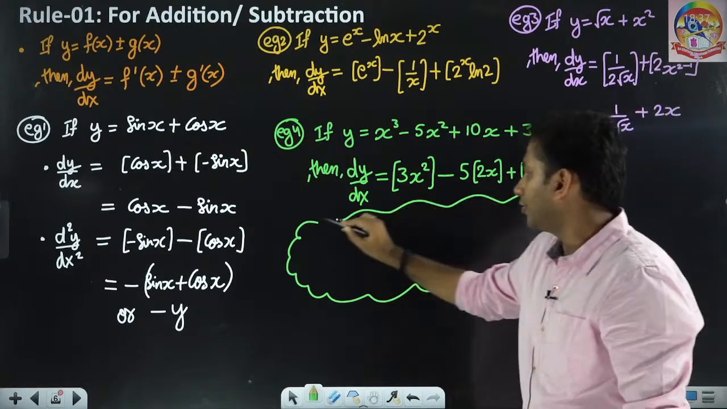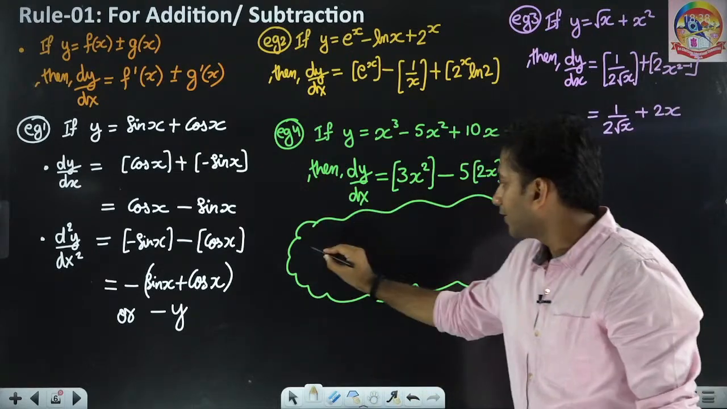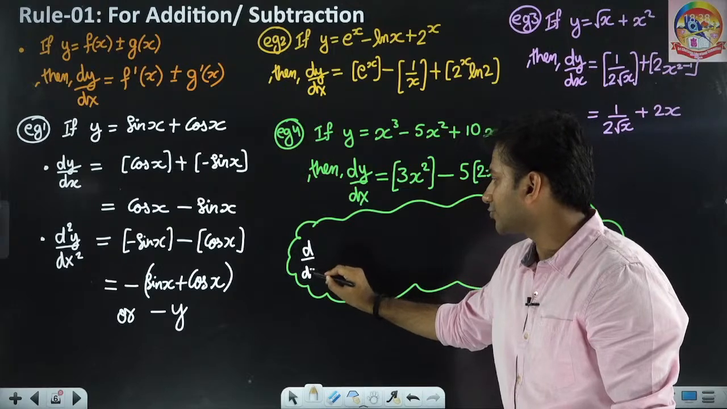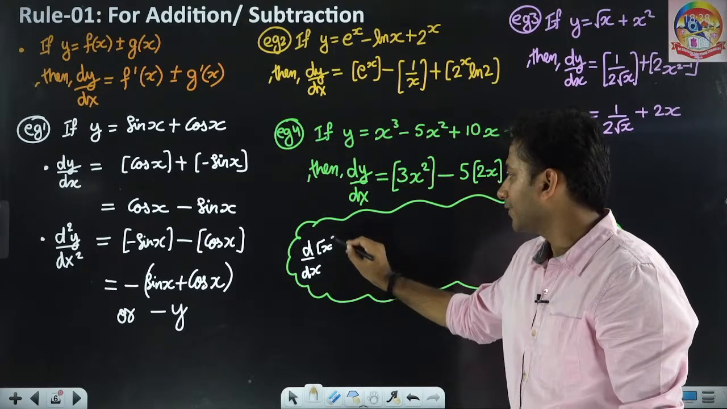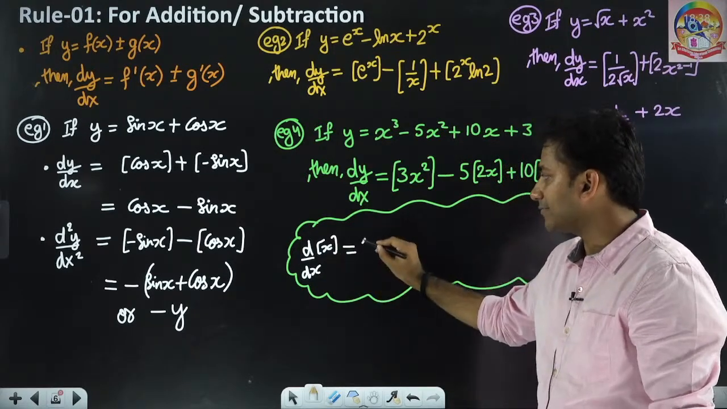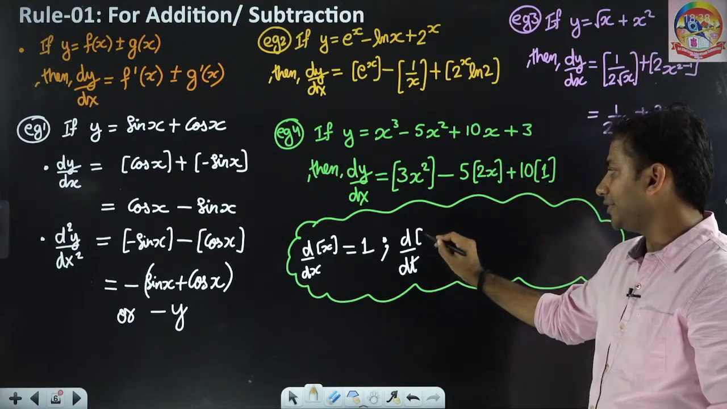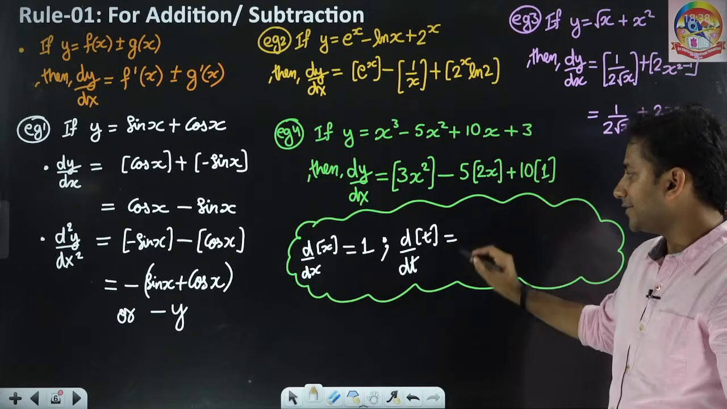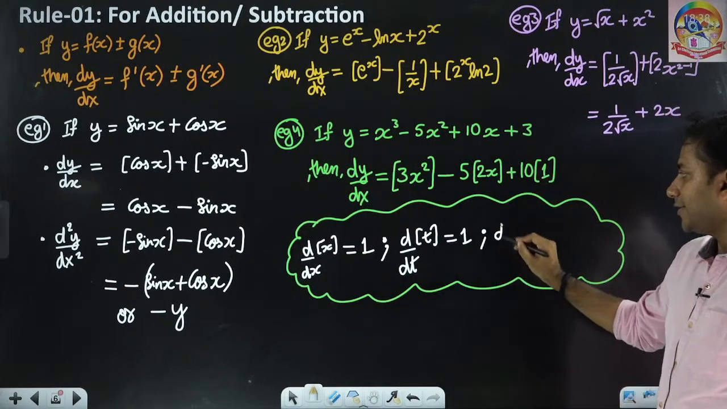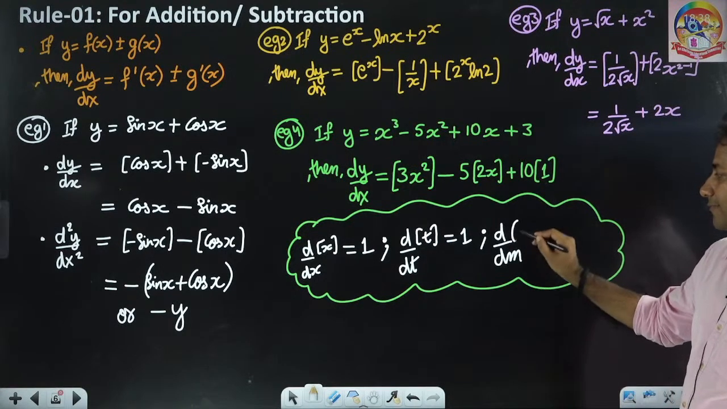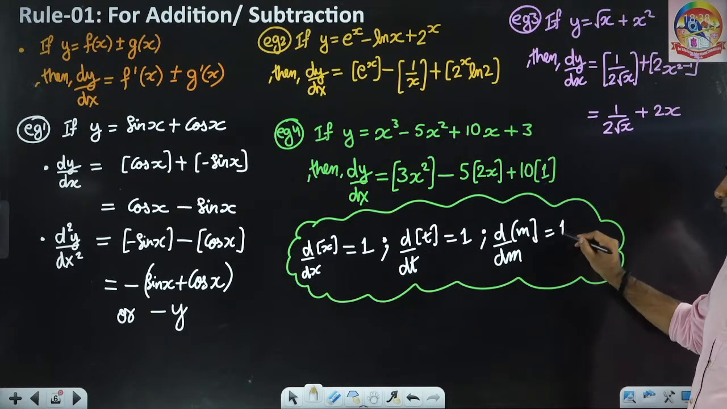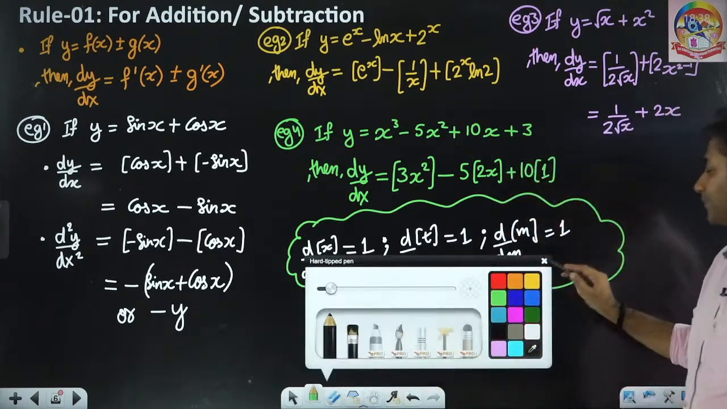You can all remember it like this. d by dx of x, anyways dx same, answer is 1. d by dt of t, anyways dt is same, answer is 1. d by dm of m, answer is 1. Alright?